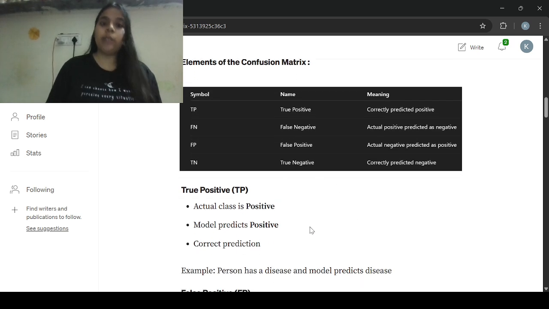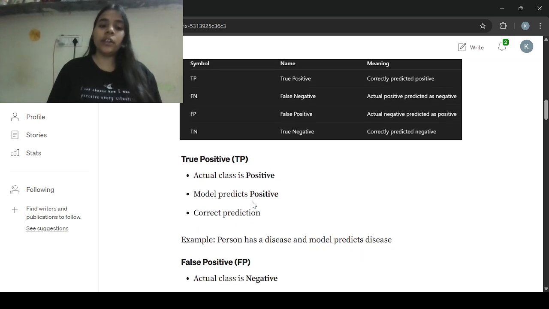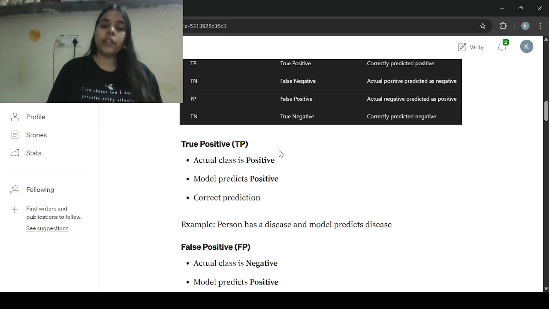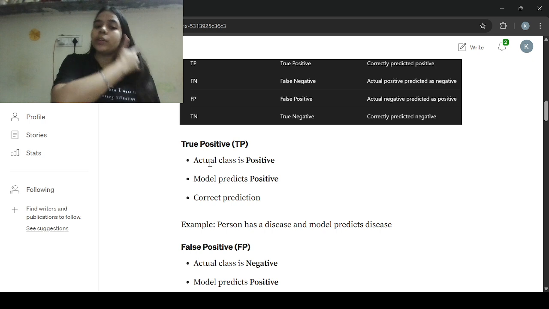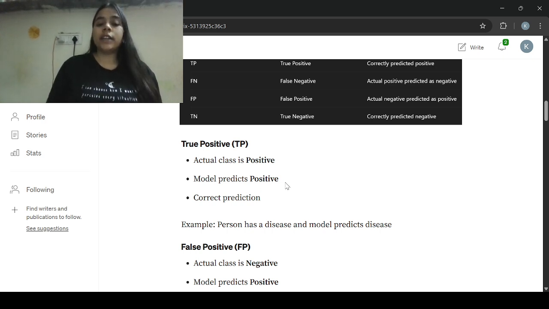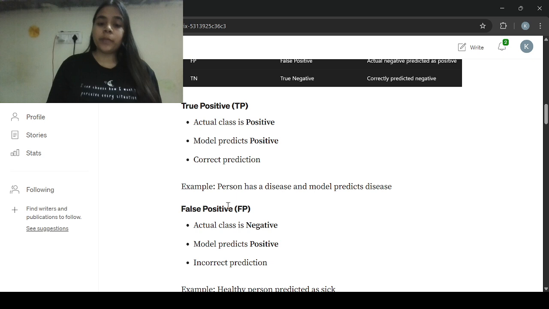Basically, these are the elements of the confusion matrix. First one is the true positive condition. In it, the actual data is positive and the model predicts it as positive also. Then we can say that here the prediction is correct. For example, if any person has a disease and the model predicts it as a diseased person, then here the prediction made by the model is correct.